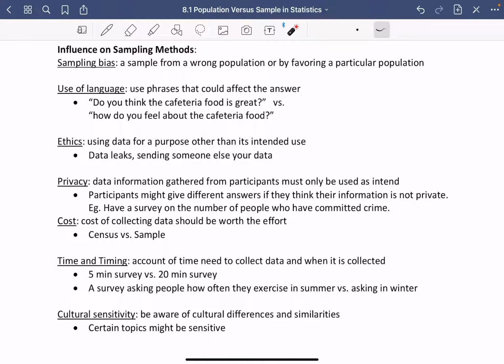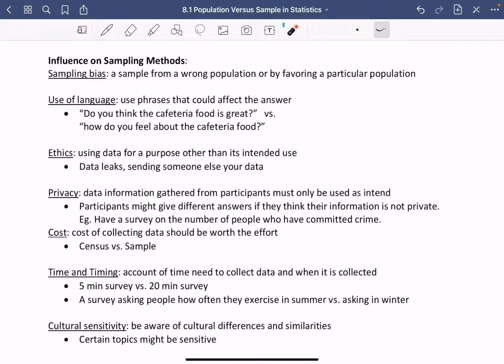Influence on sampling method. So sampling bias, we talked about that already. If you get a sample from the wrong population, or if you favor a particular population, then the information you get will be biased. Just like convenience sampling, you ask students in your class only. That does not represent the whole population. It only represents the people in your class. Okay, so that's sampling bias.